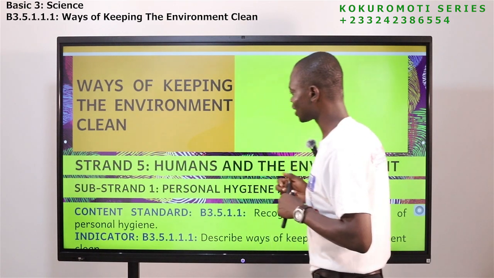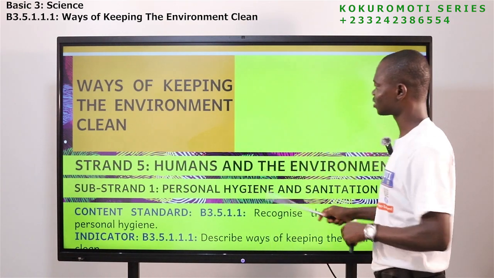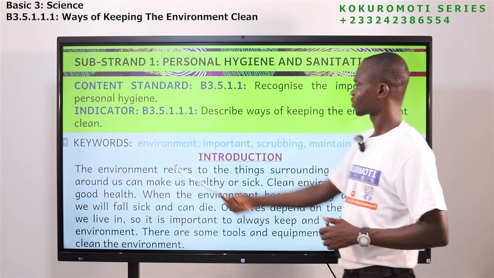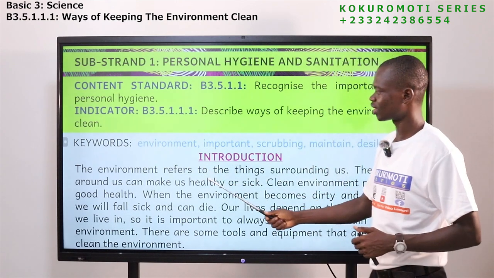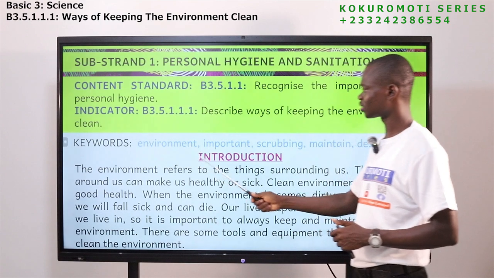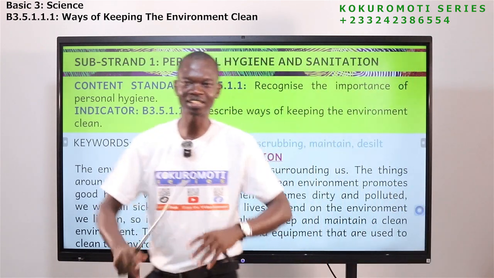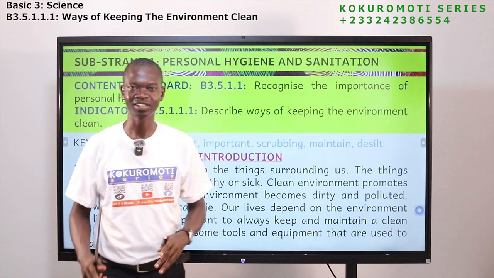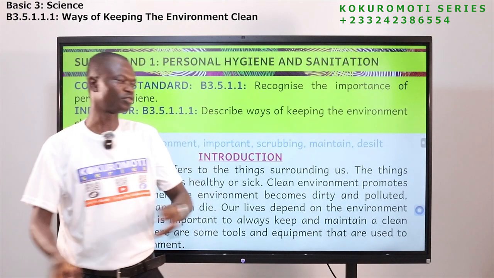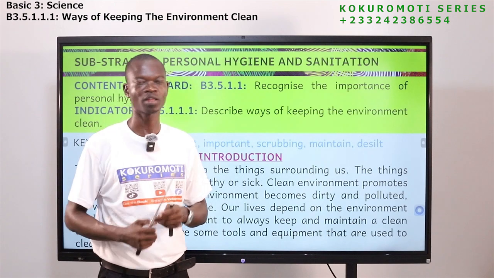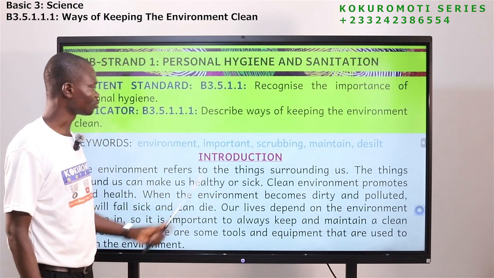Okay. So what are the key words that we are going to see in this lesson? The key words are environment. All of you, environment. So when you talk of environment, what comes into your mind? Environment refers to the things that are around us. So where you are, if you look around, whatever you see around you is part of the environment. So that is environment for you.